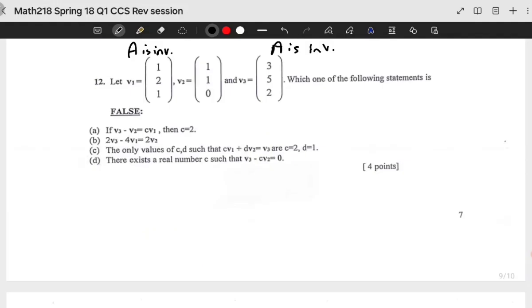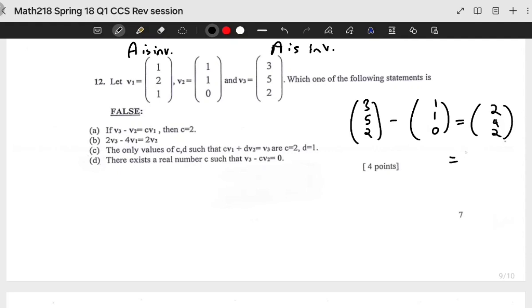Let v1 equal (1, 2, 1), v2 equal (1, 1, 0), v3 equal (3, 5, 2). Which one of the following statements is false? If v3 minus v2 equal to c v1, then c equal to 2. So let's just try this. We have v3 minus v2. This gives us (2, 4, 2). And this is indeed equal to 2 v1, since v1 is (1, 2, 1).